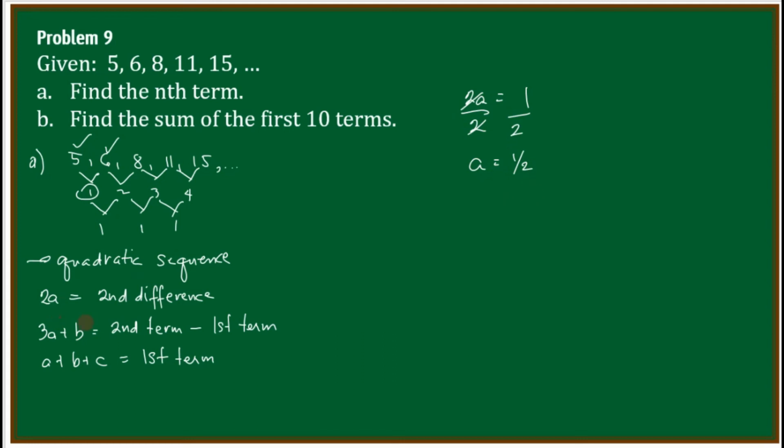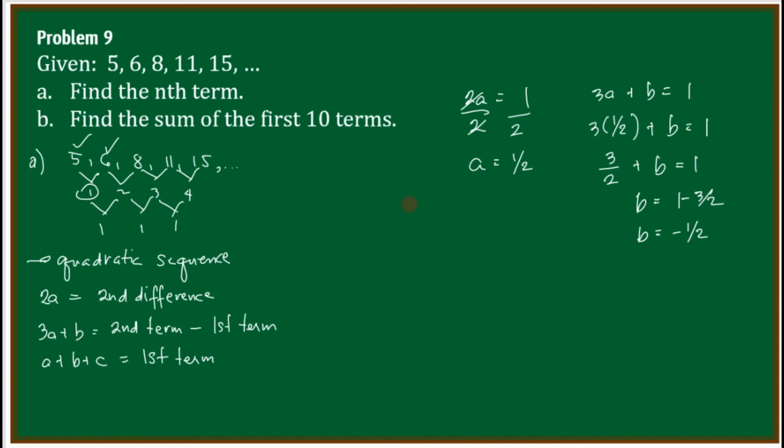And then, 3a plus b. So, 3a plus b equals second term minus first term, that is 1. Okay, we can now solve for b by substituting the value of a na 1 half. So, 3 times 1 half plus b equals 1. That is 3 over 2 plus b equals 1. Then we have b equals 1 minus 3 over 2. And that is equal to negative 1 half.